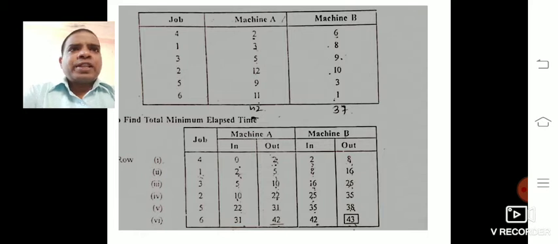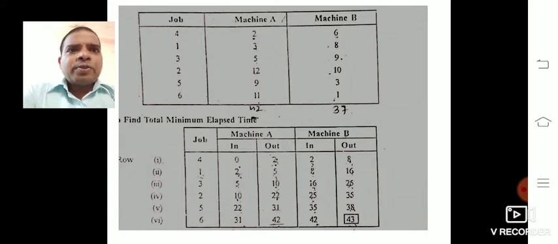Now we need to make the column here, the job. We write the sequence wise: 4, 1, 3, 2, 5, 6, and write down machine A and machine B. For job 4, write down the processing time, that is 2 on machine A, and on machine B it is 6. Okay, you can take this from the original table. And for job 1, the processing time is 3 on machine A, and the processing time is 8 on machine B. Similarly write down for job 3, job 2, job 5, job 6.